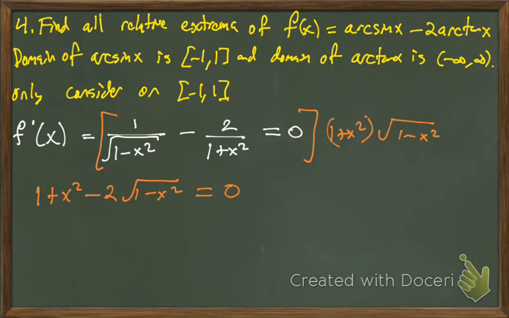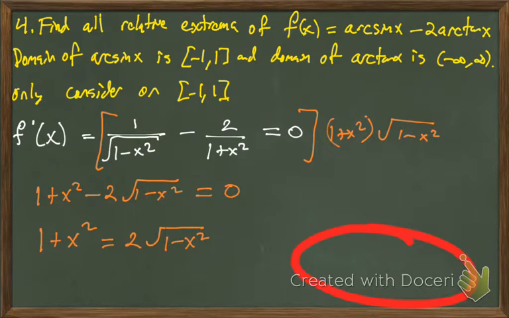If you remember from college algebra and pre-cal, this is a radical equation, so we would like to isolate a radical, and since it's a square root, we would want to square both sides. So we isolate that radical by adding 2 square root of 1 minus x squared to both sides, and then we square both sides. Since I'm running out of room, we're going to go on to a new slide. Okay. So 1 plus x squared is equal to 2 square root of 1 minus x squared. We'll go ahead and square both sides.